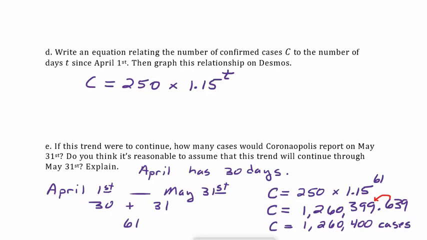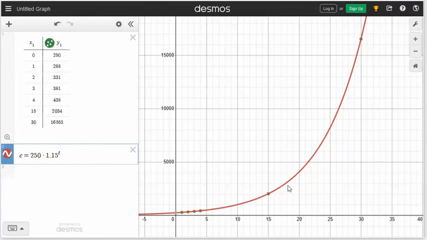What do you think? Do you think it's reasonable to assume that that trend will continue? I'll leave that to you. You decide. The thing with exponential growth is usually, except with the case of money, if you're guaranteed 5% interest, yeah, it's going to continue on this kind of a growth trend. But if it's representing something like population or this kind of a spread of cases, usually at some point it's going to level out because it can't continue on this upward trend forever.